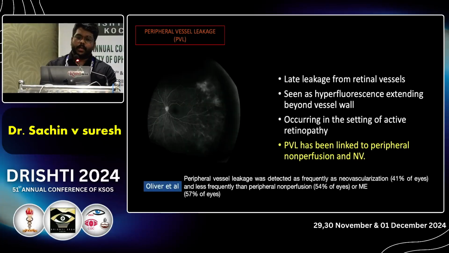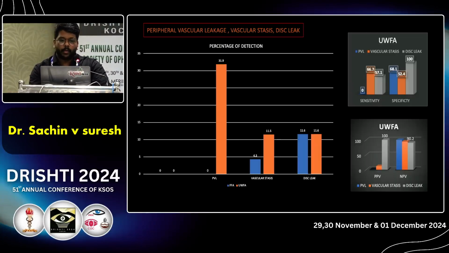Coming to peripheral vascular leakage, it is leakage from the retinal vessels seen as hyperfluorescence extending beyond the vessel wall, occurring in the setting of active retinopathy. PVL has been linked to peripheral non-perfusion and neovascularization. The ultraviolet field had excellent ability to detect PVL, whereas conventional angiography failed to detect any of them. The disc leak was detected by both conventional and ultraviolet field in a similar manner, and the negative predictive value for all three clinical conditions was high for the ultraviolet field.